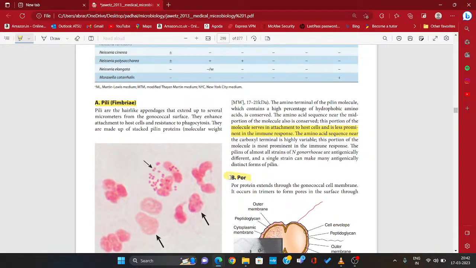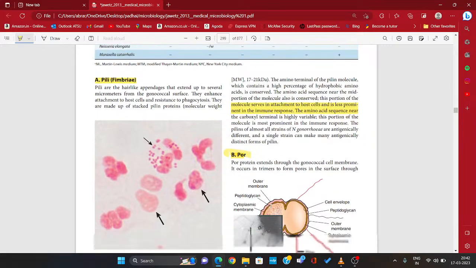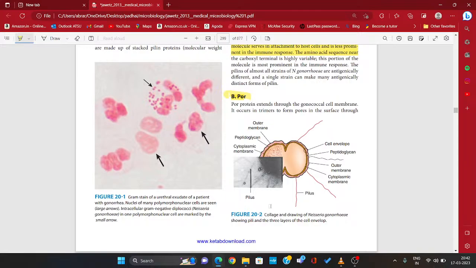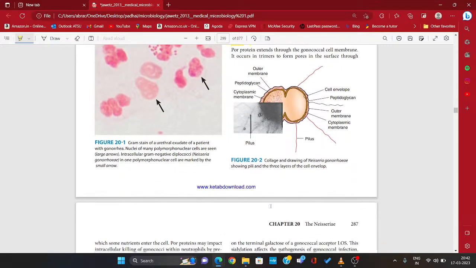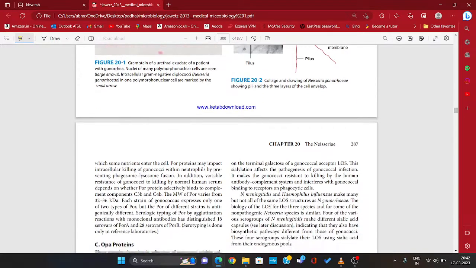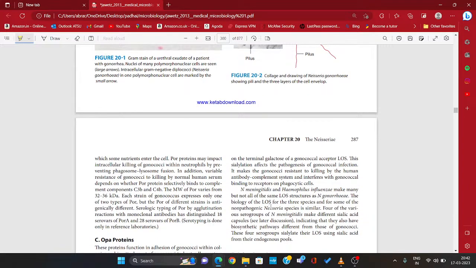Okay, so Por. Por proteins extend through the gonococcal cell membrane. They occur in trimers and form pores in the surface through which some nutrients enter the cell. Por proteins may impact intracellular killing within neutrophils by preventing the phagolysosome fusion.